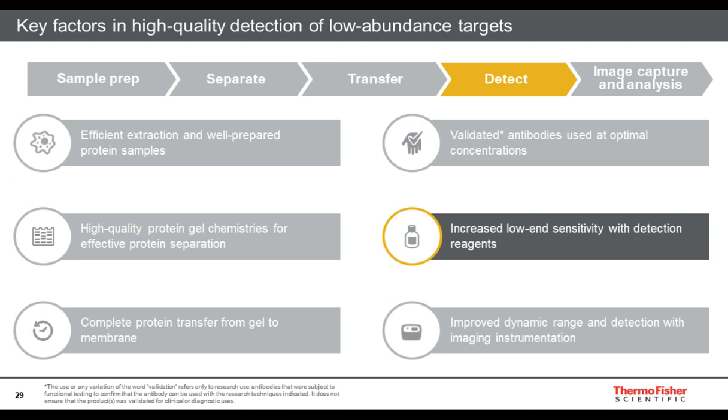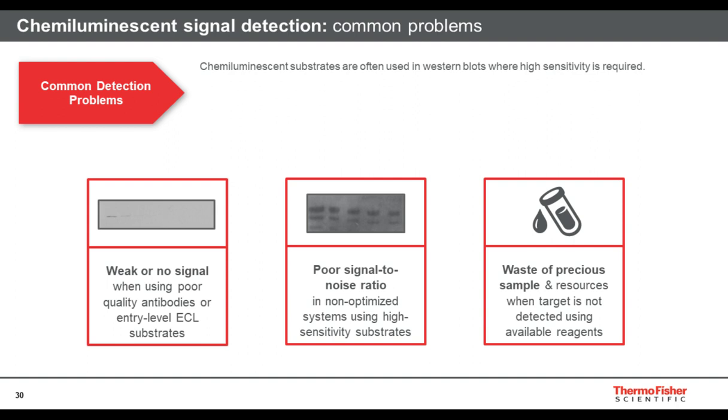In addition to using validated antibodies at optimal dilutions, using detection reagents specifically designed to increase sensitivity can help improve detection of low abundance targets. Chemiluminescent substrates continue to be the most commonly used detection method for Western blotting due to their flexibility across film and imaging systems and the ability to provide higher levels of sensitivity. However, low abundant targets can still result in detection challenges if the right substrate and optimizations aren't incorporated.